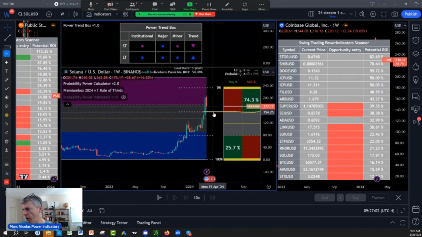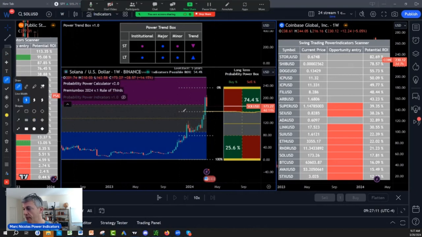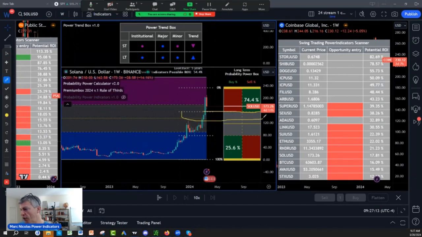you know, you don't want to run after Solana. You want to wait for that 131, 155 area, if you can. Otherwise, you are going to end up chasing Solana. And by the way, people who have been chasing Solana have made good money. But there's a point where you are going to get wrecked here.